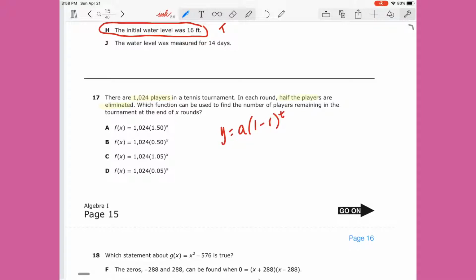And so that would be y is equal to our initial amount, 1,024, times 1 minus half the players, so that's going to be 0.5 t. So then that's going to give me y is equal to 1,024 times 1 minus 0.5 will give me 0.5 to the power of t, or rather in this case, x. So that's our answer choice B.